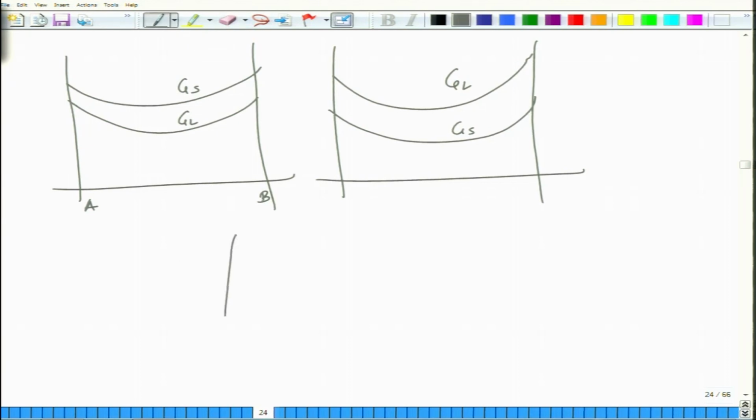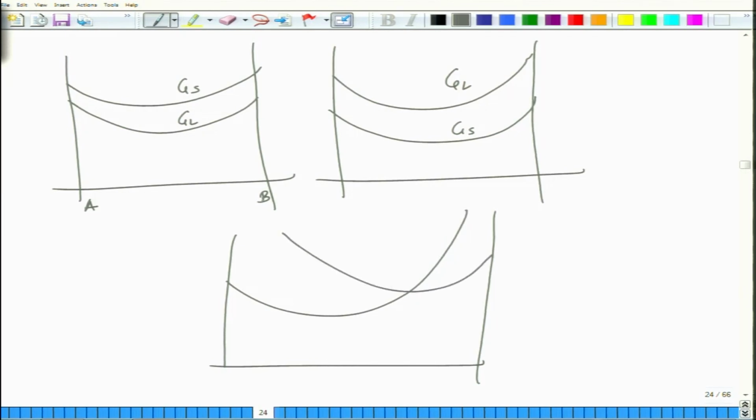So, if we draw the common tangent, this is GL, let us say this is GS, this is liquid plus solid, and this is solid. So, you draw the common tangent, and this is the composition of liquid, so this is Cl, this is Cs. So, if your alloy composition is X naught, then the liquid of composition Cl is in equilibrium with the solid of composition Cs.